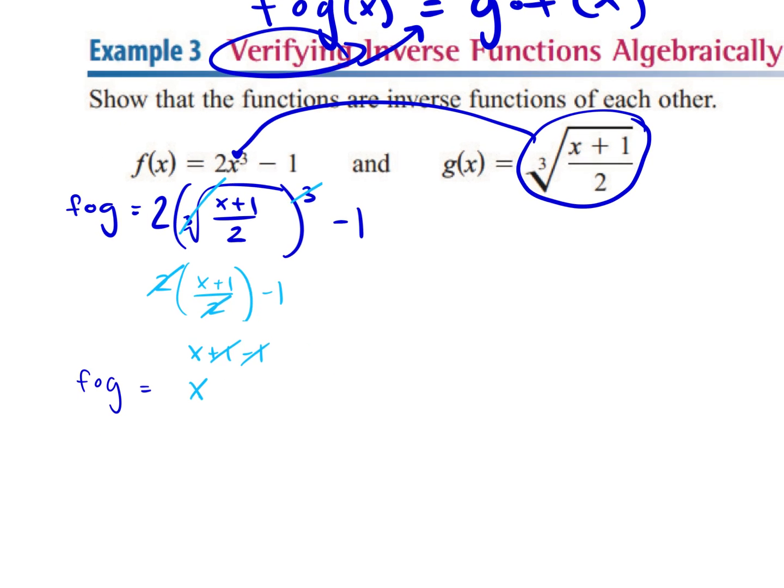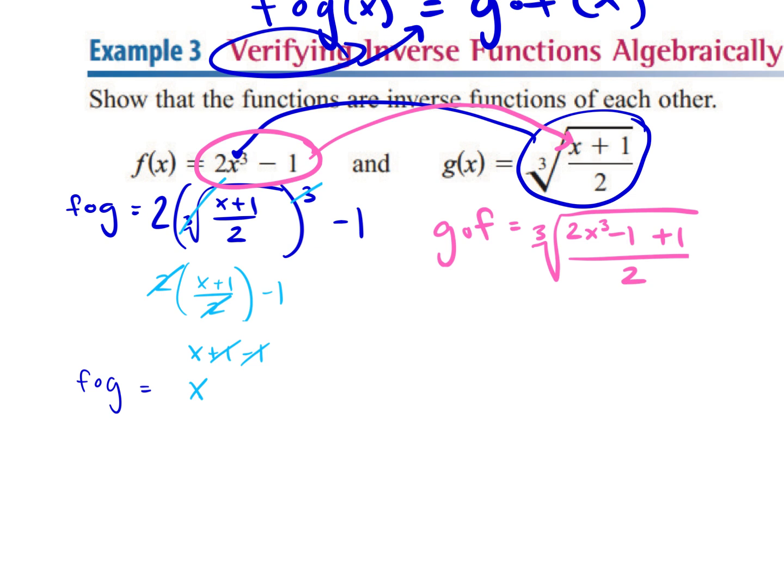So now we have to make sure that that is equivalent to g of f. So which one goes on the inside here for g of f? F. We're going to take f and plug it into the x in g. So here we have the cubed root of 2x cubed minus 1 plus 1 over 2. So we took our f function and plugged it into g.